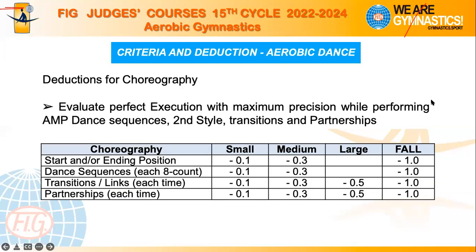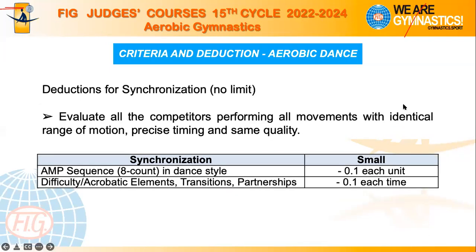Okay. Then deduction for choreography: start and ending position of the routine. Dance sequences, each 8 count, we call AMP in dance style, dance sequence. Okay, and transitions and links each time, and partnership each time. And then of course, inside the dance sequence, you are checking the second style also. And synchronization: before we had a maximum of 3, but no limit for aerobic dance and step, no limit of synchronization. So if it's AMP sequence in dance style, each 8 count, 0.1, and difficulty and acrobatic elements, transition, partnership, 0.1 each time.